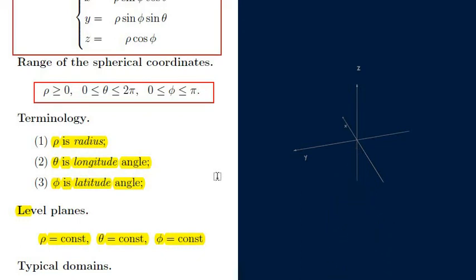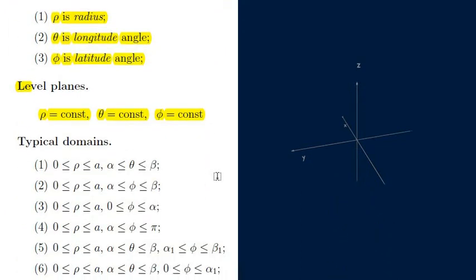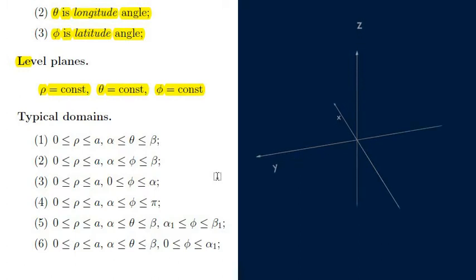Okay, in the last part of this video I'll show you some typical domains, typical volumes, which are given by simple inequalities on spherical parameters. The first one is this one. That's the orange slice of a ball of radius A.